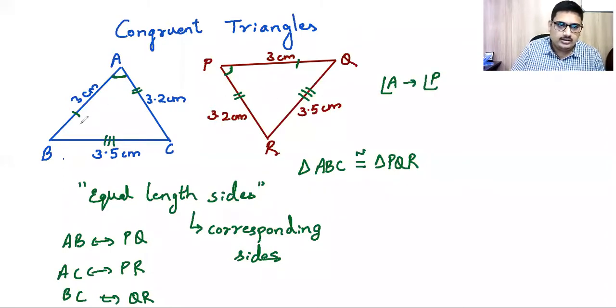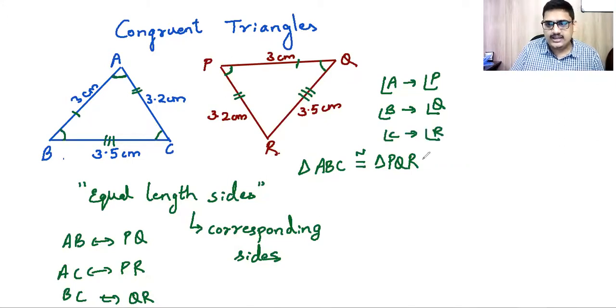Now for angle B, which is the corresponding angle? Angle B is bound by 3 centimeter and 3.5 centimeter. So here also I should observe the same. Yes, it is bound between PQ and QR, so this will correspond to angle Q. Similarly, the last one, angle C, corresponds to angle R. In this case, luckily ABC has come in order with PQR, but this need not be the case always.